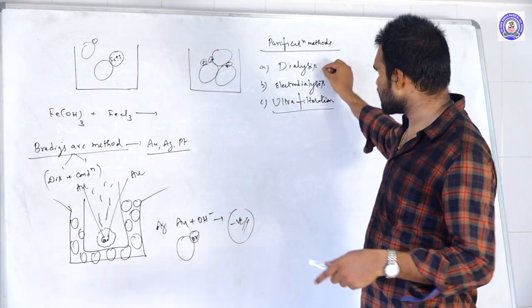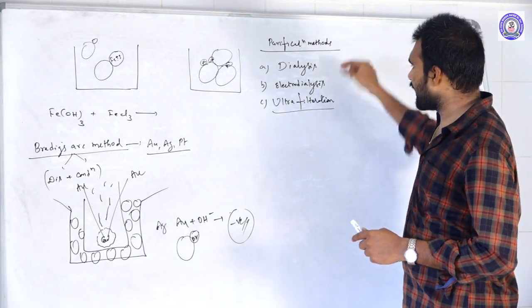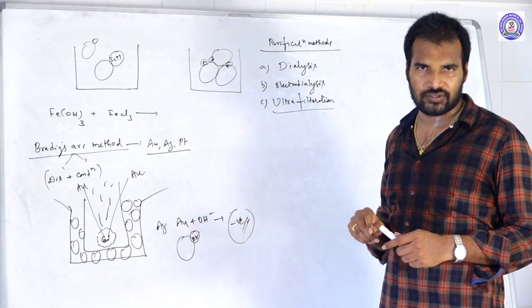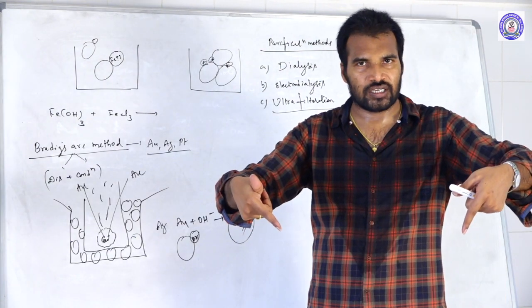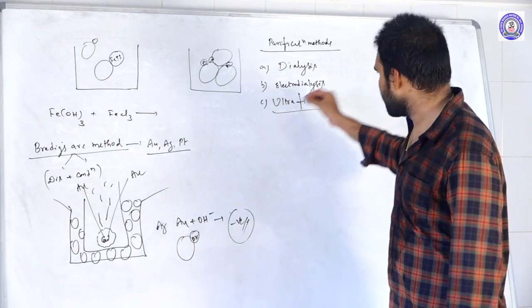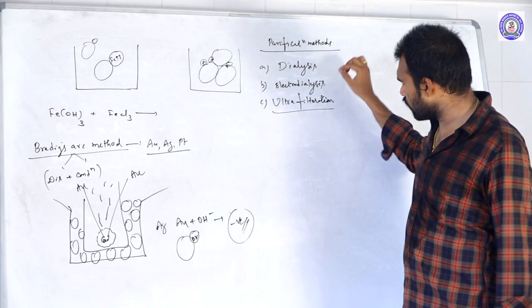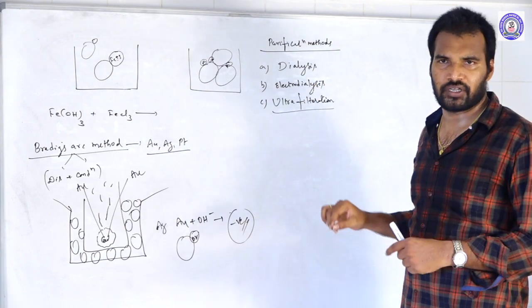But remember that the dialysis process is very slow. To speed it up, we follow electrodialysis by using electrodes, by supplying an electrical potential. If we speed up the dialysis process, that is what we call electrodialysis. The principle behind this is the same, but here we use electrical potential.